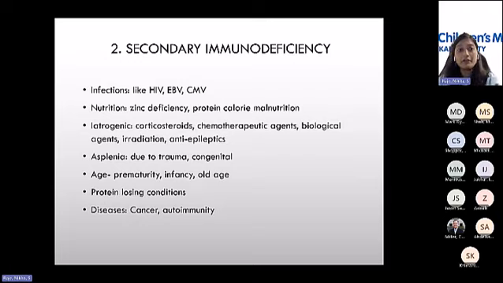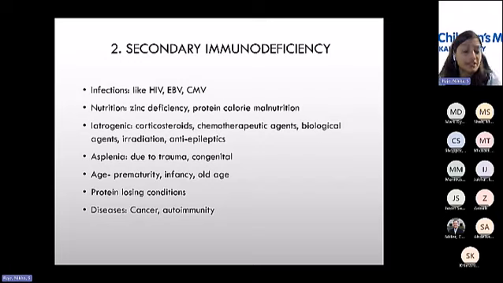It can lead to low immunoglobulin levels, and so make sure that you are looking at the medication list when you are evaluating patients with recurrent infections. Patients with asplenia, this could be congenital or it could be due to trauma, and that can predispose these patients to specific infections. We talked about extremes of age where the immune system is not as mature with prematurity or infancy, versus immunity starts waning with old age.